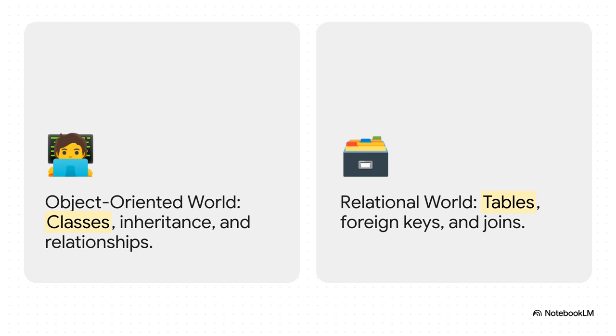Well, this communication gap actually has a technical name. It's called the Object Relational Impedance Mismatch. And it's a mouthful, I know. But basically, on one side, you have your object world, with all its cool concepts like classes and inheritance and these complex relationships. And on the other side, you've got the database world of tables, foreign keys, and joins. They don't speak the same language.